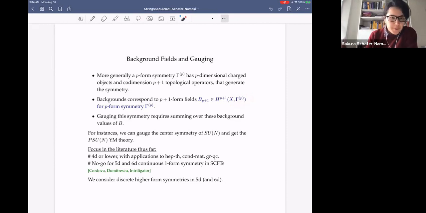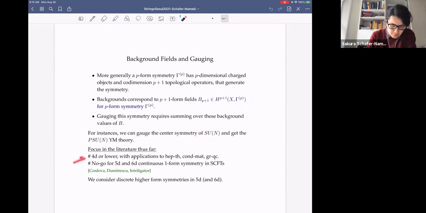For our purposes, most of these discussions will take Gamma_p to be a discrete symmetry. And then gauging that will require summing over all these backgrounds, so summing over all these possible Bs. So for example, in this way, we can go from the SU(N) theory, global SU(N) gauge group, and get to PSU(N) by just summing over all these backgrounds.